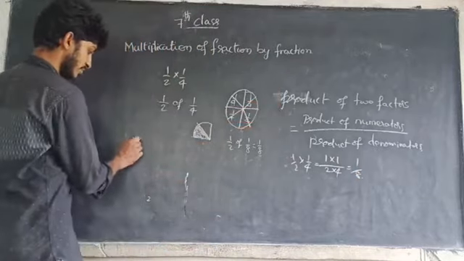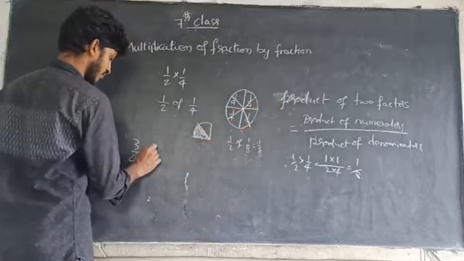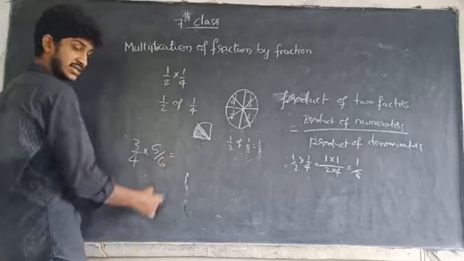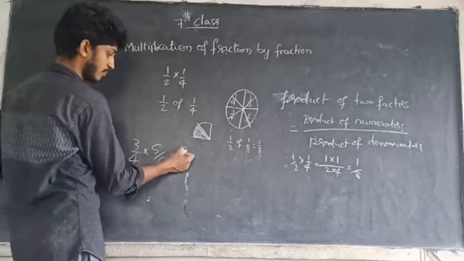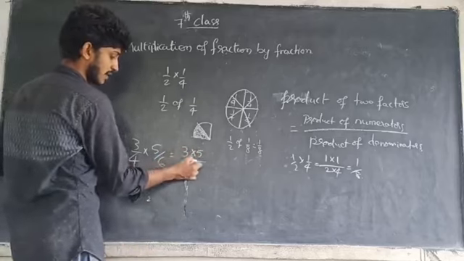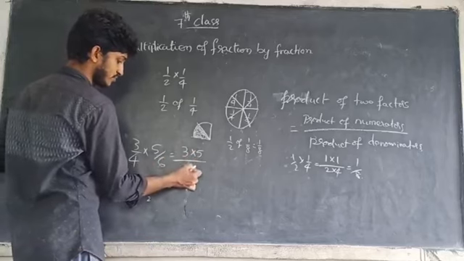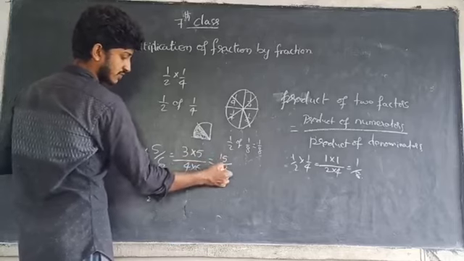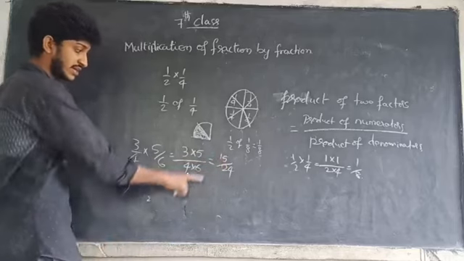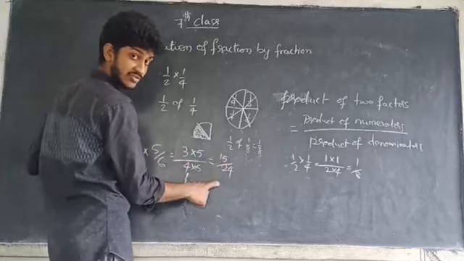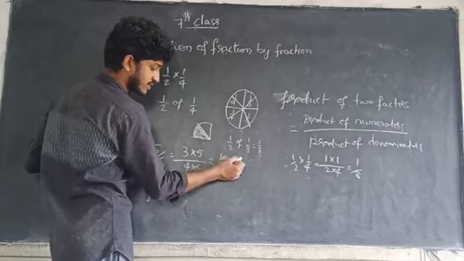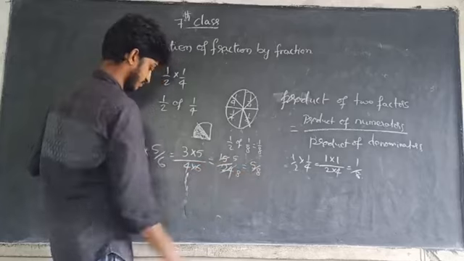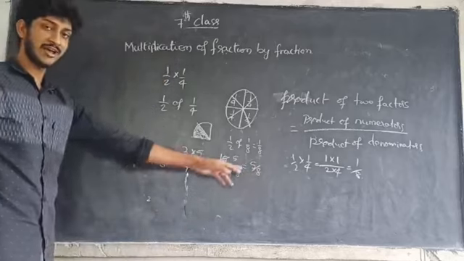So see another example, 3 by 4 into 5 by 6. In this we first take the product of numerators, and then the product of denominators, 4 into 6. 3 fives are 15 and 4 sixes are 24. So in the 3 table, 15 is there and 24 also. So 15 is 5 threes and 24 is 8 threes. It becomes 5 by 8. Okay children, 5 by 8.